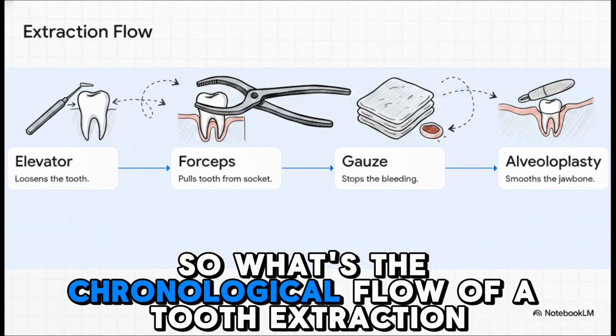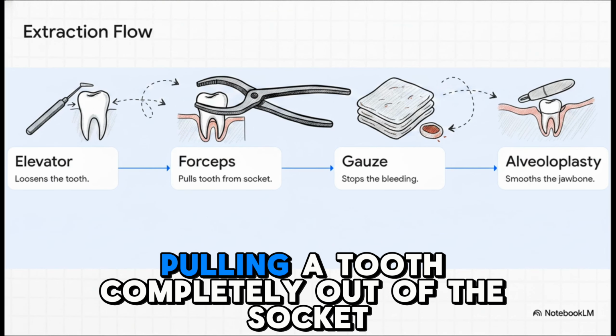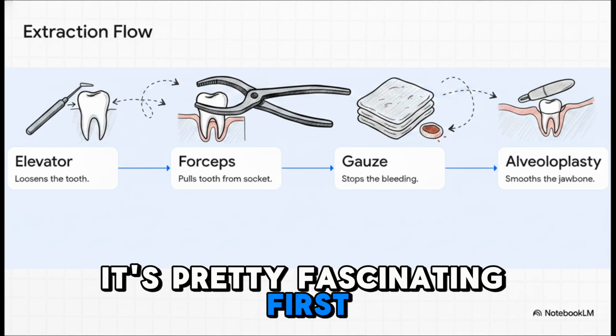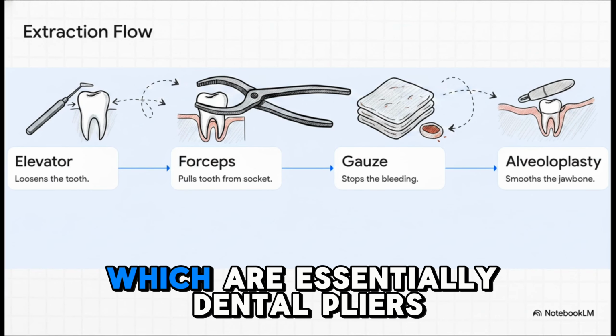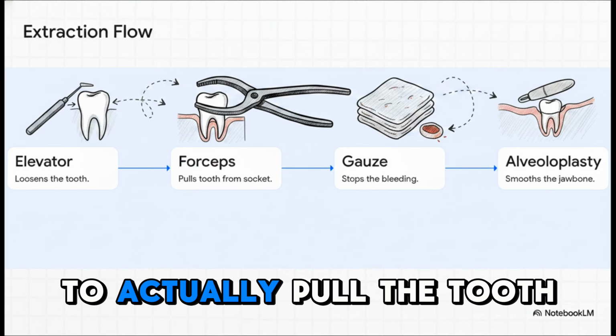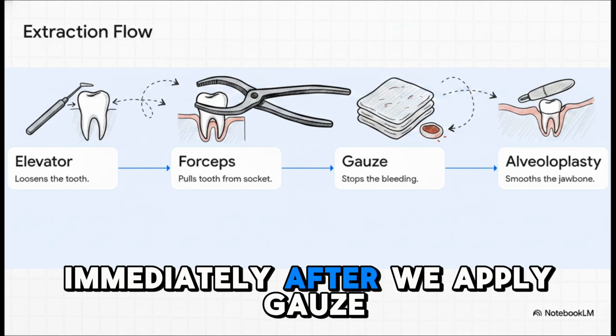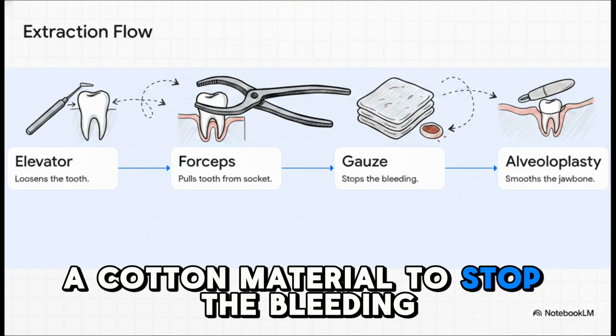So what's the chronological flow of a tooth extraction, pulling a tooth completely out of the socket? It's pretty fascinating. First, we use an elevator. This is a tool designed to gently loosen the tooth from its socket. Once it's loose, we use forceps, which are essentially dental pliers, to actually pull the tooth. Immediately after, we apply gauze, a cotton material, to stop the bleeding.